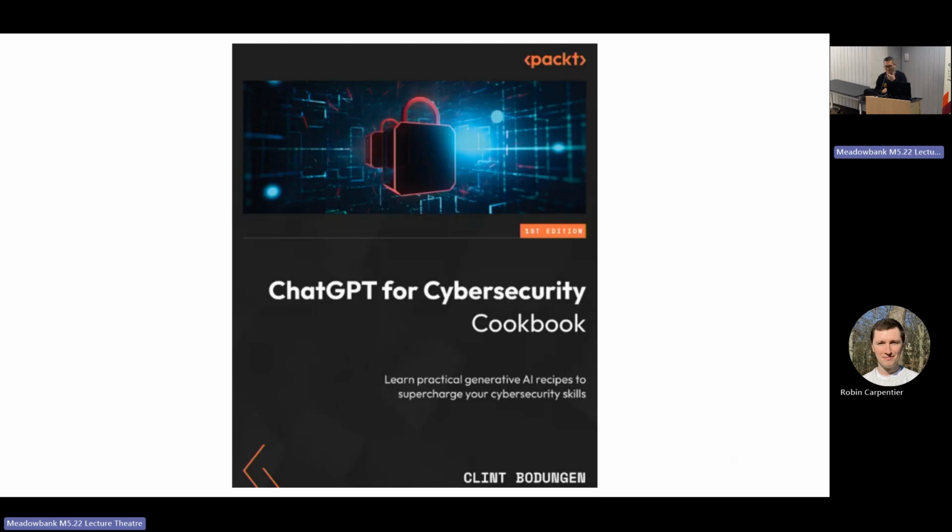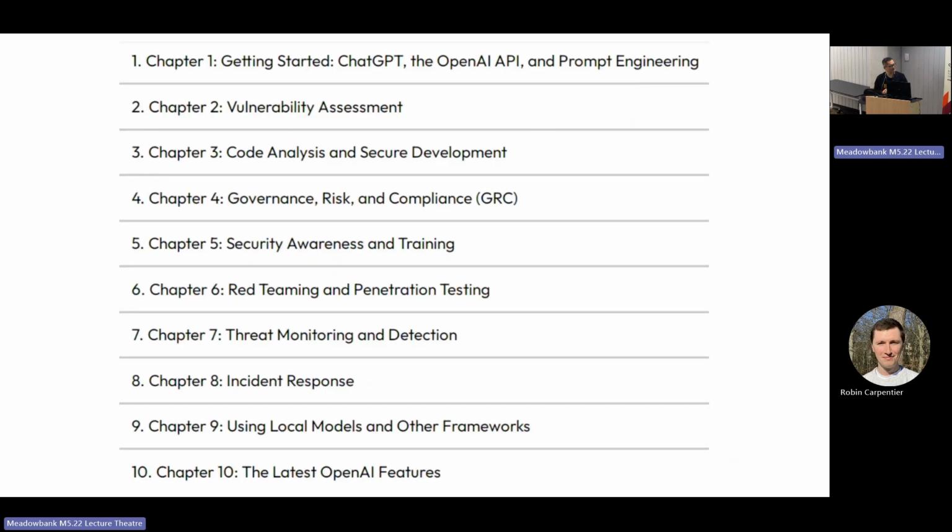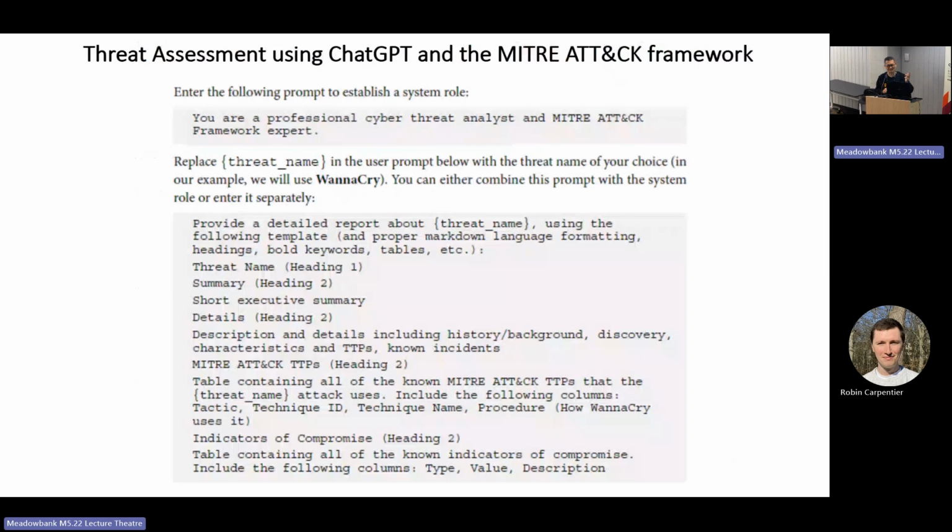It covers a lot of domains. It's in the reference list here. I'll give you later. So here are the chapters. And this is an example prompt from the book. So here he's using a personality. You are a professional cyber threat analyst. And this is a very long prompt here.